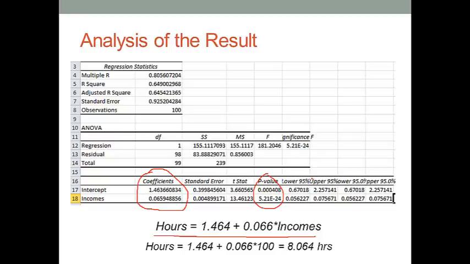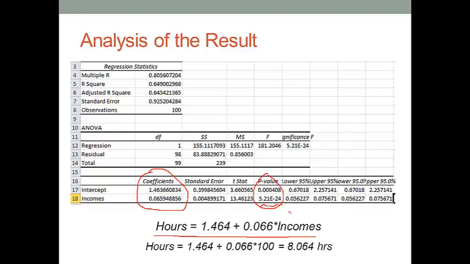In Excel, if you want to show a very small number, you use the letter E to represent 10 with the power of a negative number. For instance, in our case, we look at the p-value for incomes. It is 5.21 E negative 24. That means 10 with the power of negative 24, which means 1 over 10 to the power of 24. That will be a very small number.